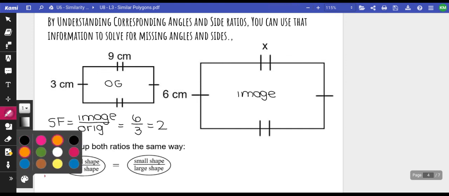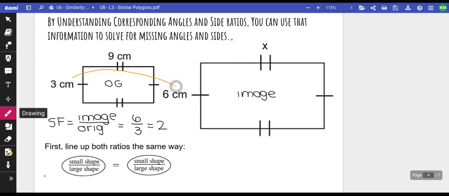Well, if 3 times 2 gives me 6, how can I find out the missing side? 9 times 2, which means my mystery side is going to be 18 what? Centimeters. So, it comes back to, is it all about our scale factor?